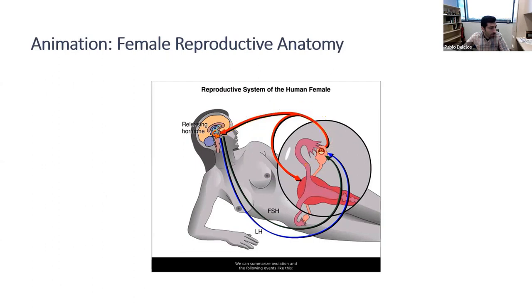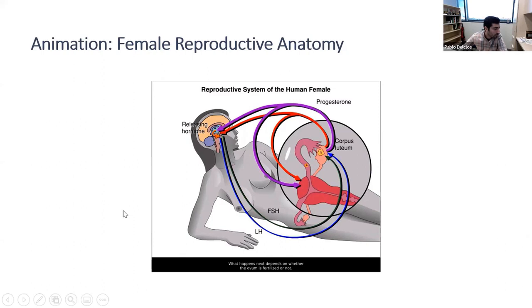We can summarize ovulation and the following events like this. When the follicle is nearly mature, it signals the hypothalamus to trigger ovulation. The ruptured follicle, now called the corpus luteum, prevents additional follicles from developing and signals the uterus to prepare for implantation and development of an embryo. What happens next depends on whether the ovum is fertilized or not.